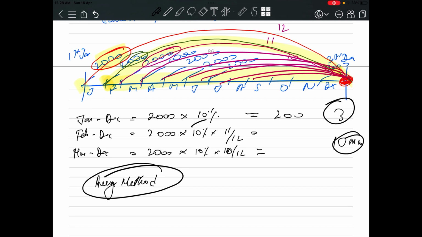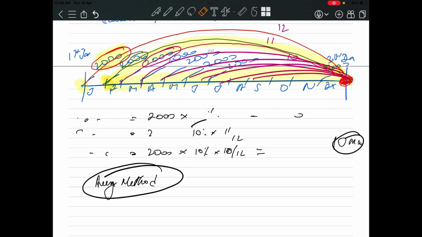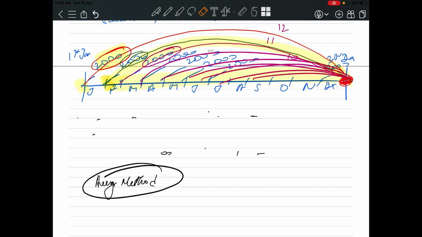Let me first remove these things. We will solve it in a better way, in a more logical way. So we will apply the concept of the average method. We'll apply the concept of average. So we'll calculate interest on drawings using the average method.